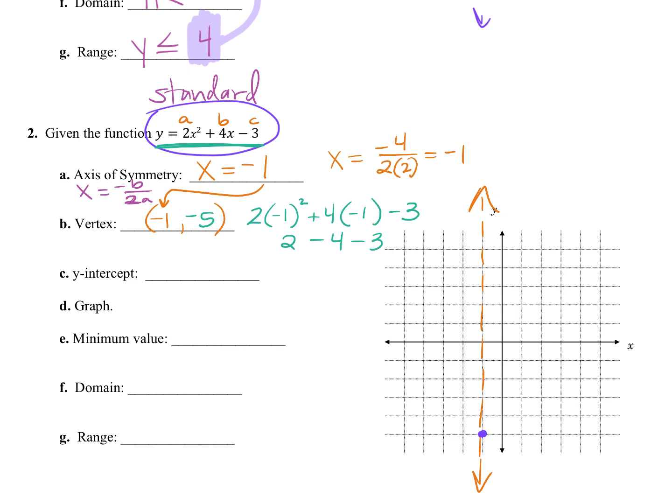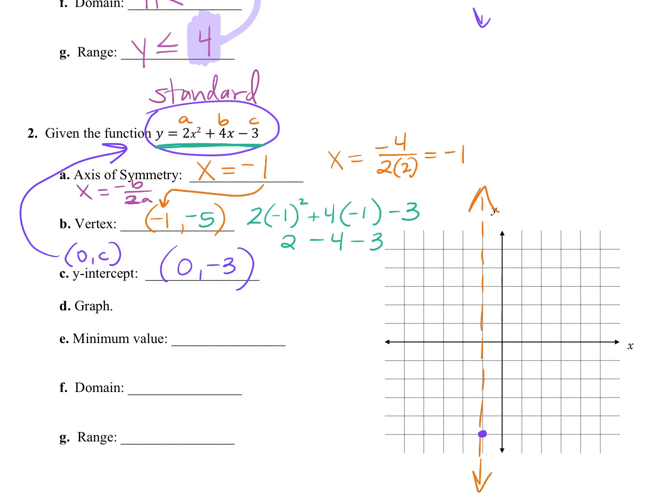How do you find a y-intercept in standard form? You've got 3 options this time. Anyone know the quickest option? Just look at the C. Look at the C value, right? It's always going to be 0, C when it's in standard form. So your y-intercept should be (0, -3).